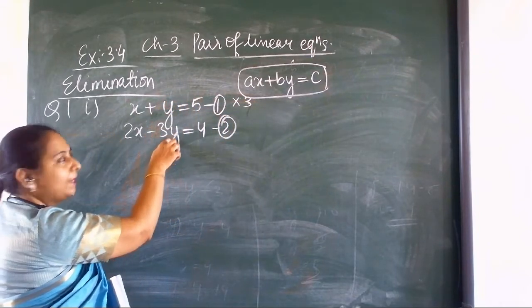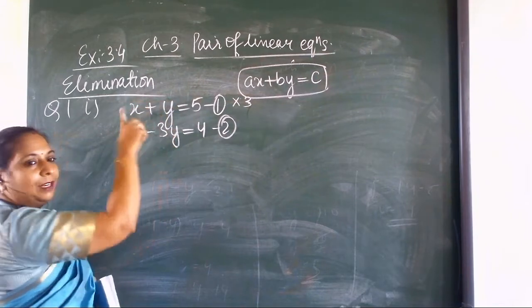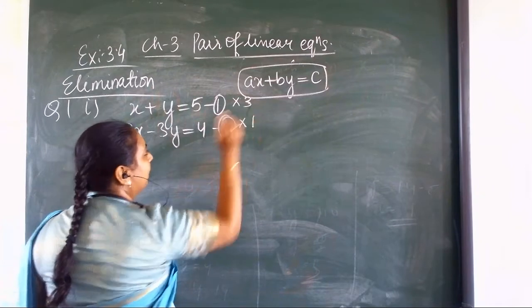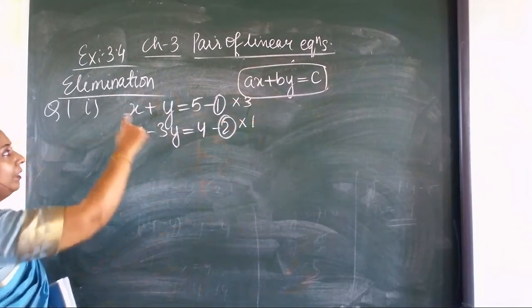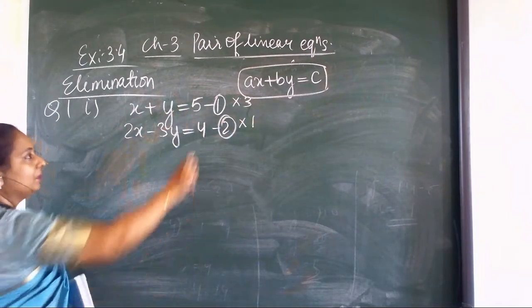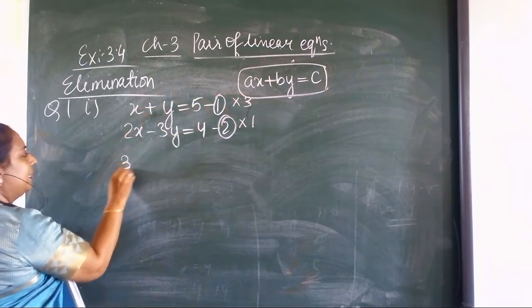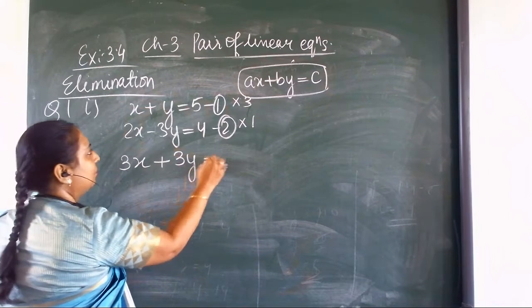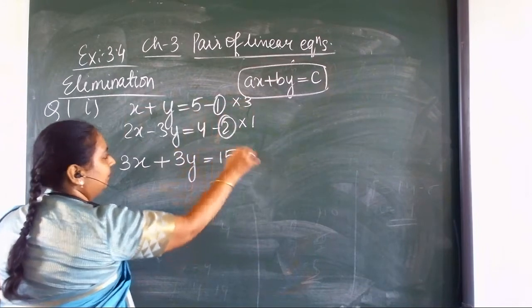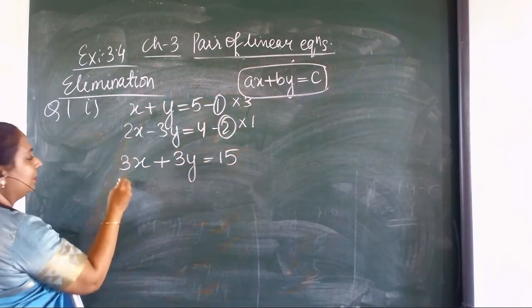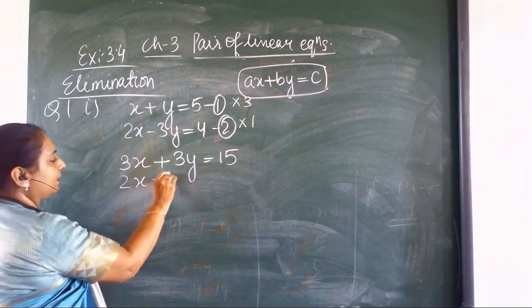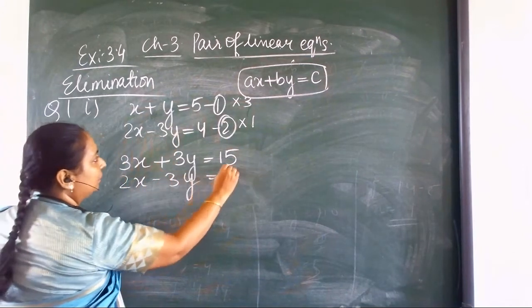plus 3y and minus 3y. Means we have to multiply the coefficients. Multiplying by 3, and this equation is multiplied by 1. The whole equation is multiplied by 3. So 3 multiplied by x becomes 3x plus 3y is equal to 5 threes are 15. Clear? Now second equation remains as it is because it is multiplying by 1 only. So 2x minus 3y is equal to 4.